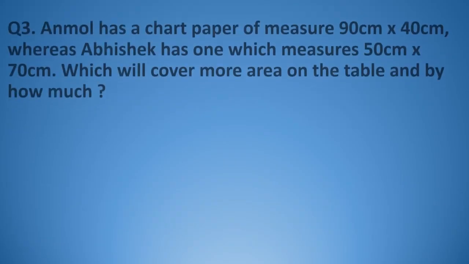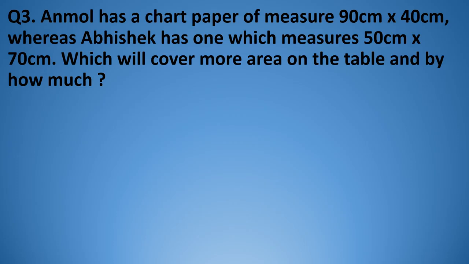Anmol has a chart paper of measure 90 centimeter by 40 centimeter, whereas Abhishek has one which measures 50 centimeter by 70 centimeter. Which will cover more area on the table and by how much? Very simple question. We have to find out the area of both and tell which covers more area and by how much. Okay? Do these questions now.